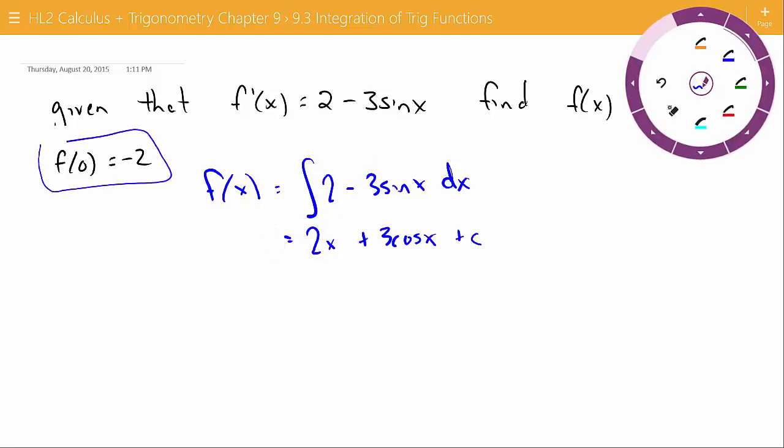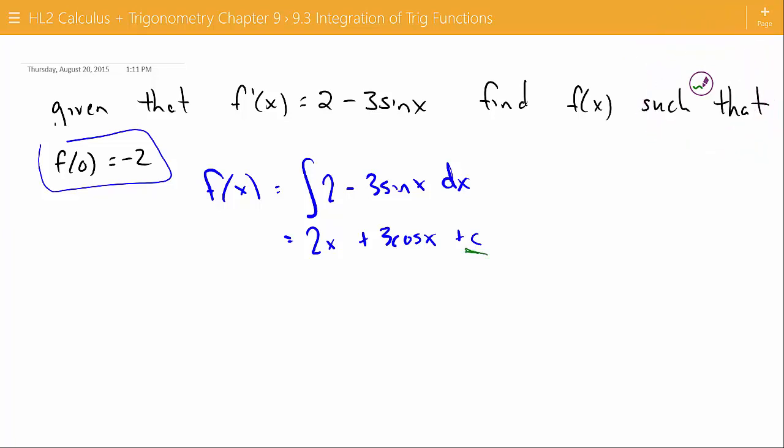Because we're also given that guy right there. We're told that at x equals 0, the function is equal to negative 2. That is telling me that I'm going to find c. So negative 2 equals 2 times 0 plus 3 cosine of 0 plus c. We solve for c. We are going to get negative 2 equals 3 plus c.